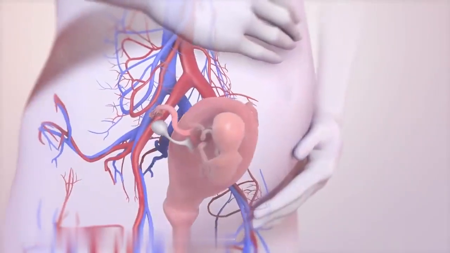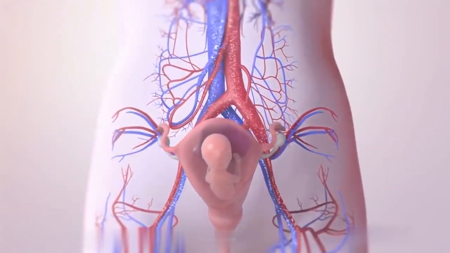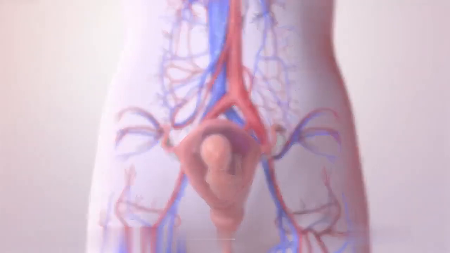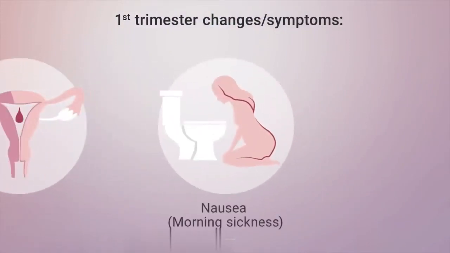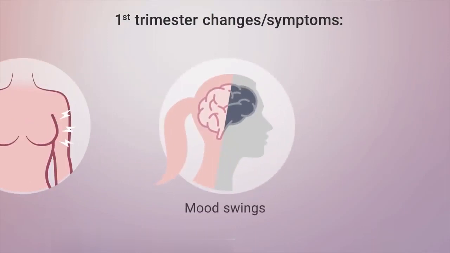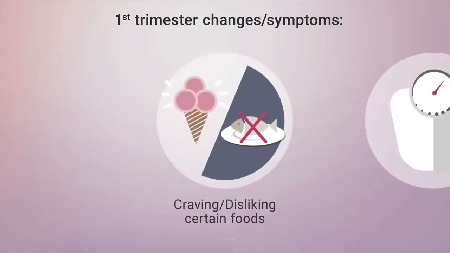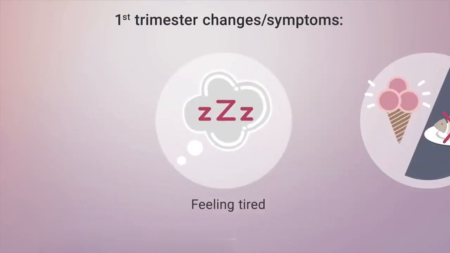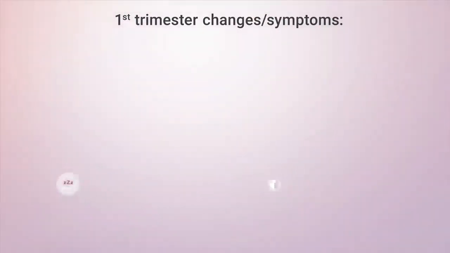Your body experiences many changes during the first trimester. This is due to changing levels of chemicals, called hormones, circulating through your body. The most common first sign of pregnancy is that your menstrual periods have stopped. You may have other symptoms as well, such as nausea, often called morning sickness, that can occur at any time of day, tender, swollen breasts, mood swings, constipation, weight loss or weight gain, craving or disliking certain foods, and feeling more tired than usual. You may have only a few of these symptoms, or none at all.